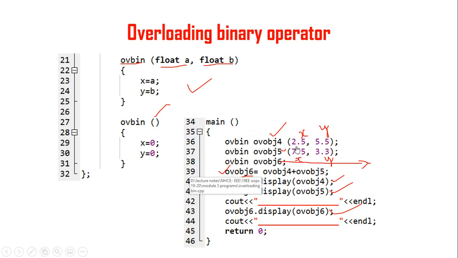So here, what are the numbers given for x and y? 2.5 and 5.5, 7.5 and 3.3. These are the two complex numbers. This is the real part, this is the imaginary part. Real part and imaginary part.